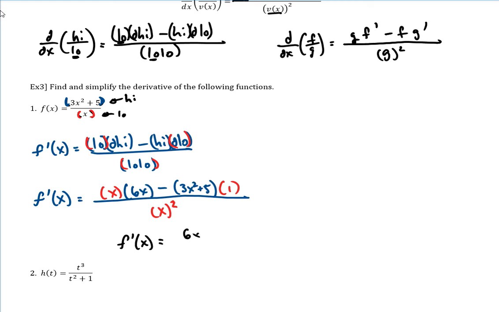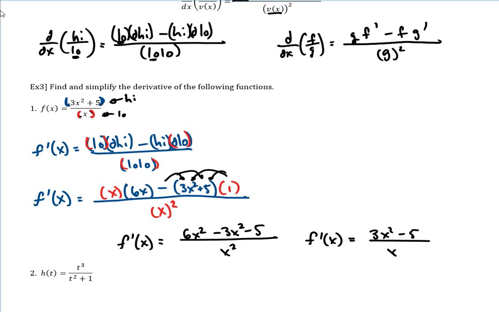So I'm going to simplify this as f prime of x. x times 6x would be just 6x squared. Then I have minus, so the minus would distribute. The 1 would also distribute, but the 1 doesn't really change anything. So the negative, I would have minus 3x squared minus 5, and then x getting squared is still x squared. One more time, I see I have like terms. 6 minus 3 is 3. Attach the x squared minus 5, all over x squared.